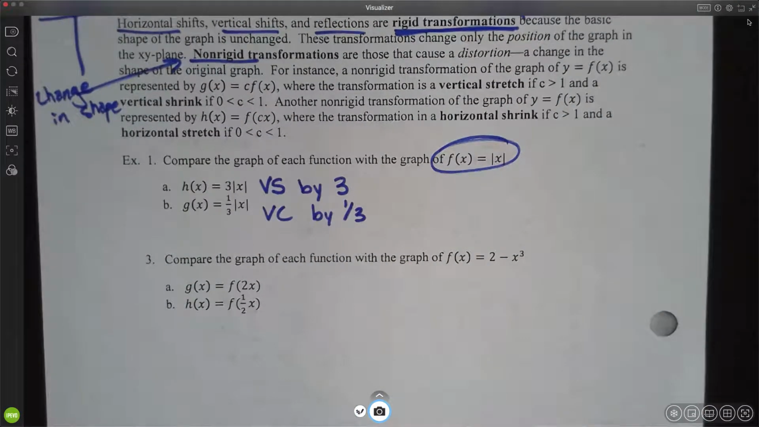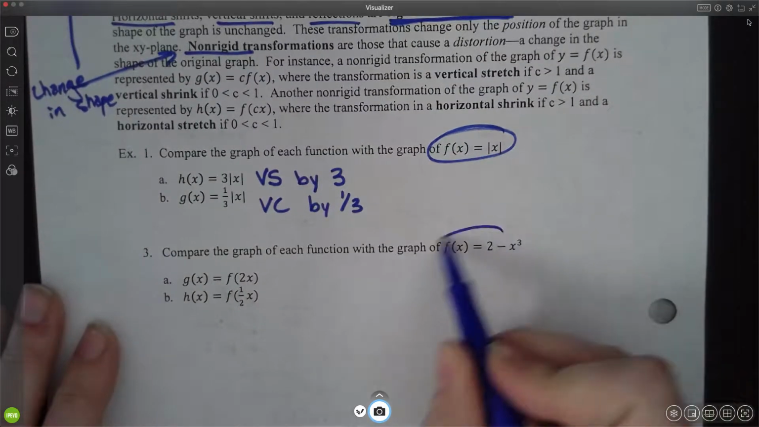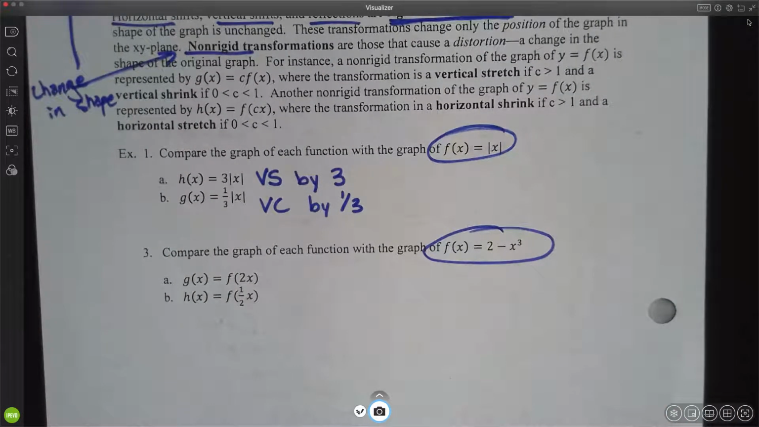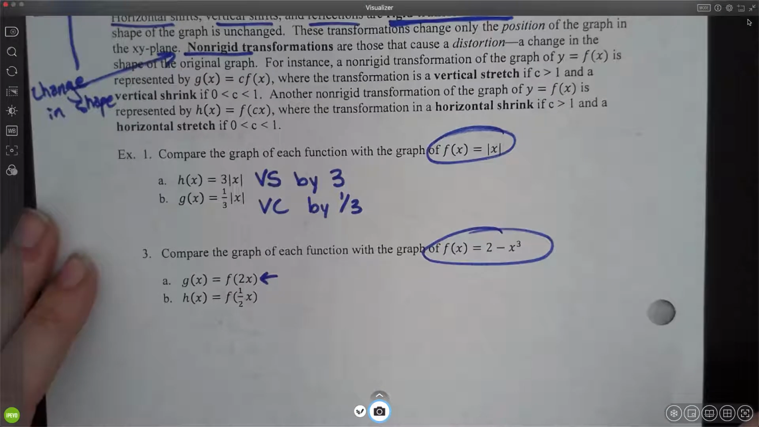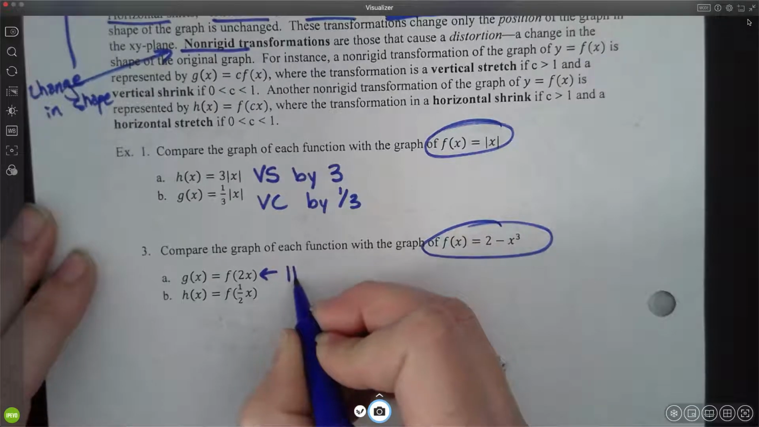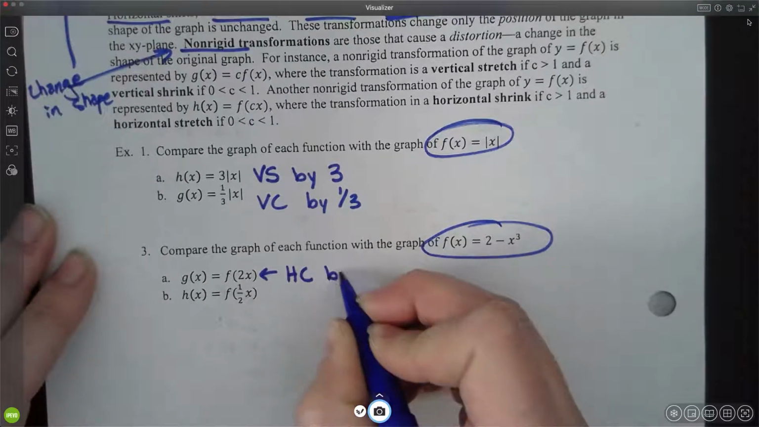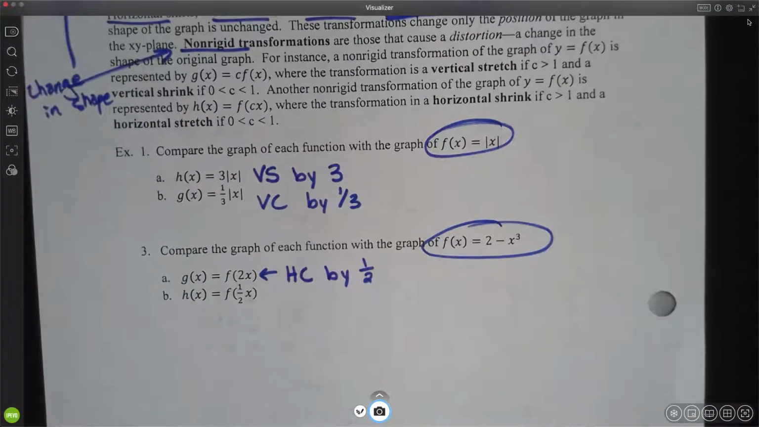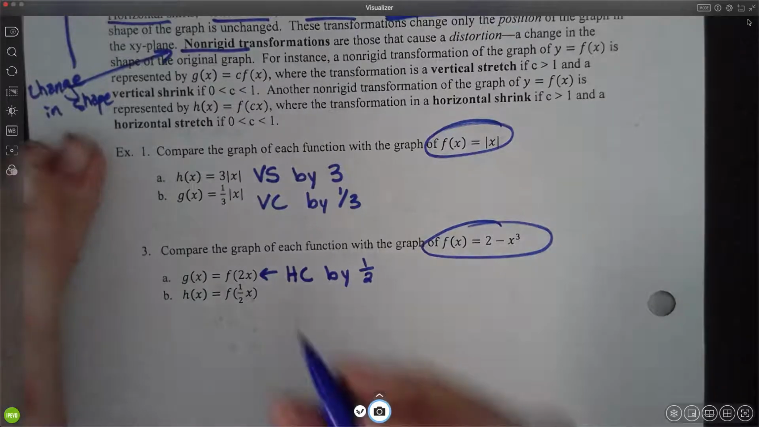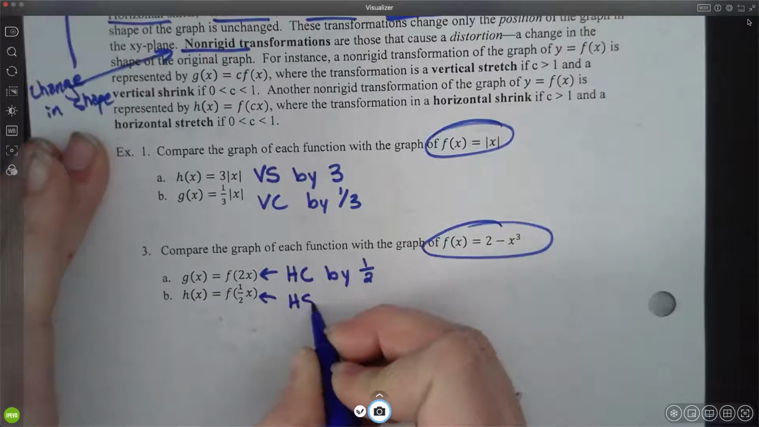Okay, so A. On the next one, what's our parent function? Parent function 2 minus x to the third. That's a really weird one to start us with, but put them in order. Negative x, 2x. So let's first determine what this thing means. What does 2x mean if it's inside parentheses? It's a horizontal compression by 1/2. We have to translate it into the fraction form. What about the second one? Horizontal stretch by 2.